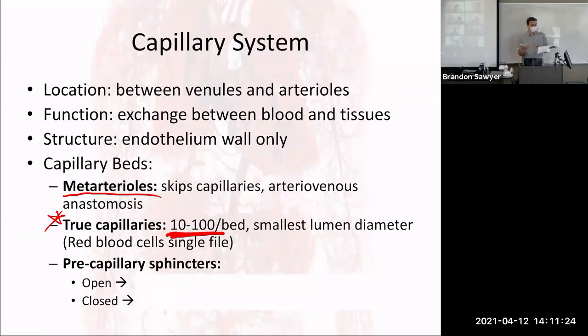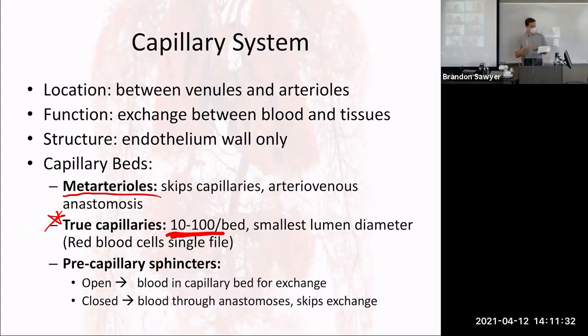And the cool thing about capillaries is we can open and close them if we need them or not, okay? So there's these little sphincters at the start of the capillaries. And if we open them, then that allows blood in for exchange of nutrients. If they're closed, then it just skips, it goes through that meta-arteriole, through the anastomosis, and no exchange happens.